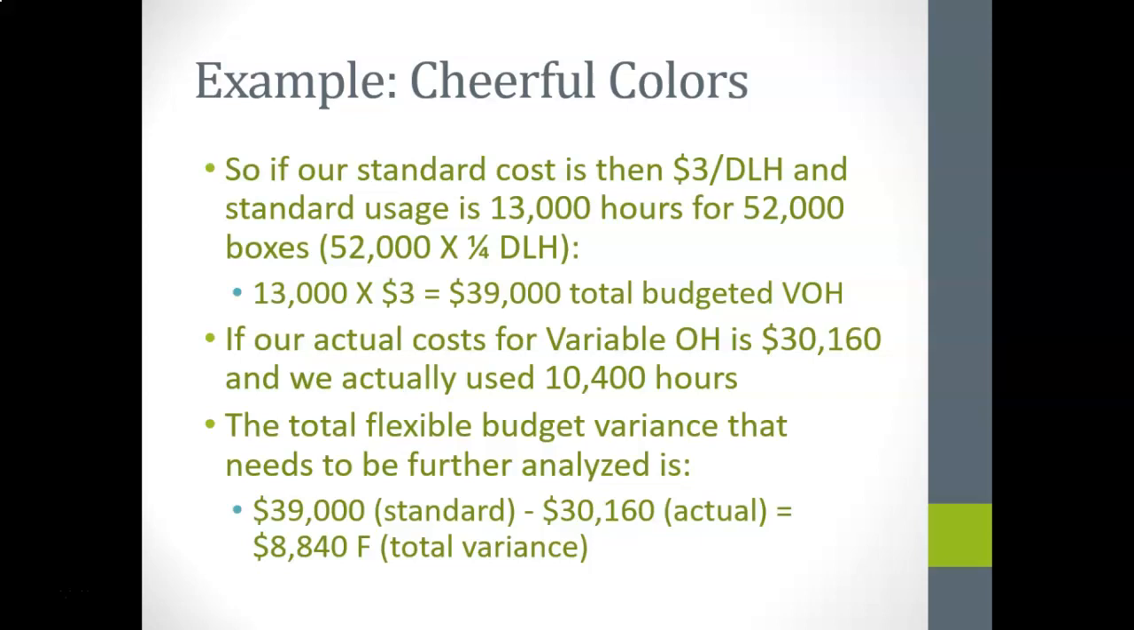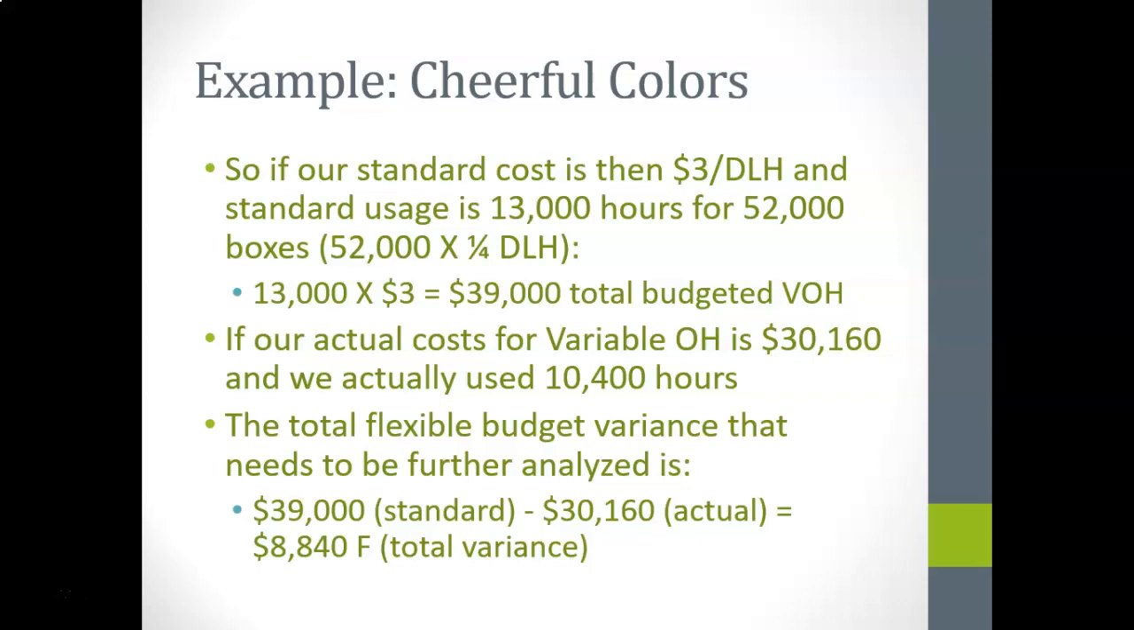Now, if I want a total cost that's on the flexible budget, we would have 13,000 hours that we expect to use times $3 per direct labor hour for variable overhead, and that equals $39,000 total that would be on the budget for variable overhead.